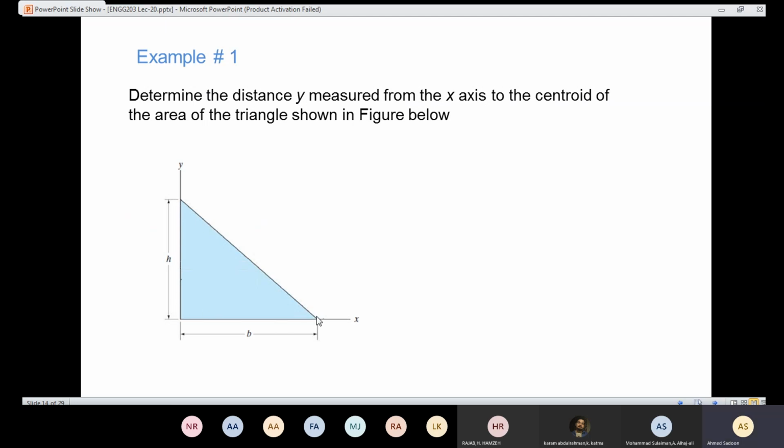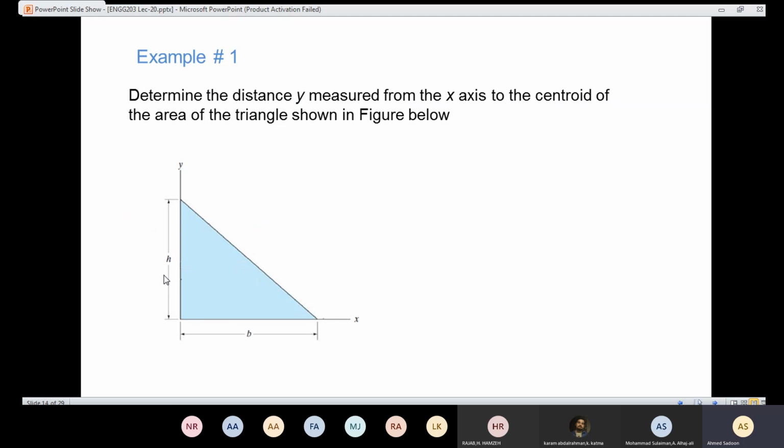So if I'm going to have a triangle, the centroid is going to be located somewhere here. You know that from physics. If I'm dealing with a triangle, the center of gravity is going to be located at 1/3 of the base. So the value of y here is going to equal 1/3 of the height. You already know this, but here we need to know how they got that value.